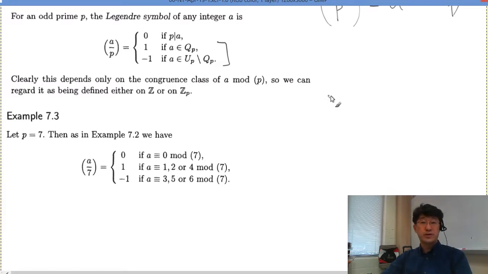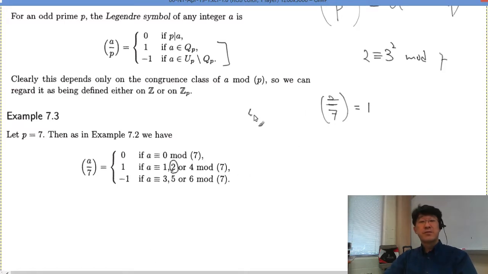When a is 2, for example, 2 over 7, right? Is 2 a quadratic residue or not, mod 7? 3 squared is 9. 9 mod 7 is 2, right? So 2 is a quadratic residue. Therefore we assign it 1, because 2 is congruent to 3 squared mod 7. So they put it in there.